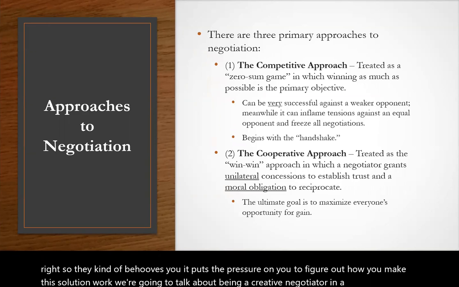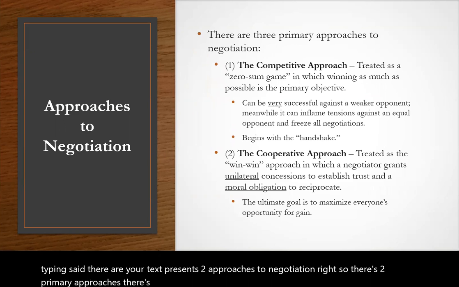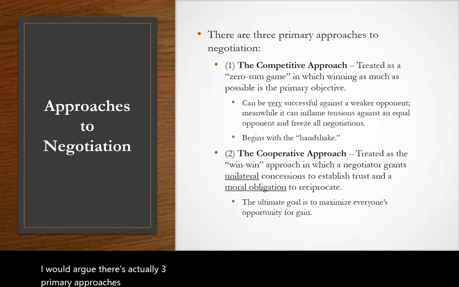So that being said, your text presents two approaches to negotiation, right? So there's two primary approaches. There's the competitive approach and there's the cooperative approach. I would argue there's actually three primary approaches to negotiation: the competitive approach, the cooperative approach, and the creative approach, right?